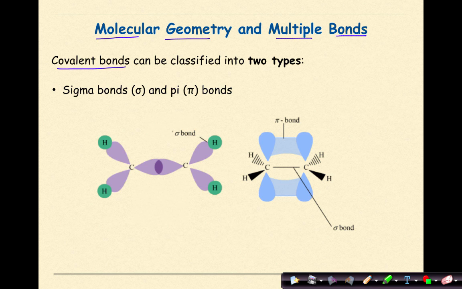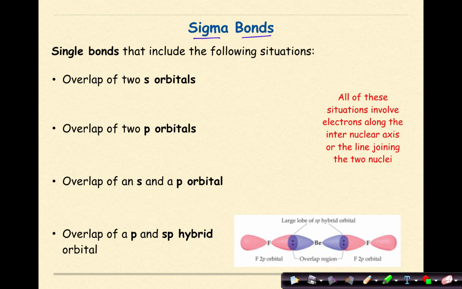Covalent bonds can be classified into two types: sigma bonds, which is represented by a sigma symbol, and a pi bond, which is represented by a pi symbol. What are sigma bonds? Sigma bonds are single bonds that include the following situations: an overlap of two s orbitals. We remember that an s orbital is a sphere, so basically just two s orbitals overlapping each other. An overlap of two p orbitals, and we remember that a p orbital is basically like a dumbbell. So there's one p orbital, and here's another p orbital.